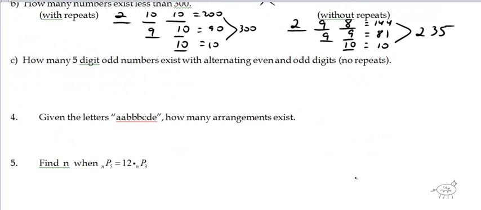How many 5-digit odd numbers exist with alternating even odd digits? No repeats. So if it's an odd number, that's our first restriction. So this has got to be odd. And if it's alternating, let's just go backwards. Even, odd, even, odd. Okay, so how many odd numbers do I have? Well, 5. How many even numbers do I have? 5.